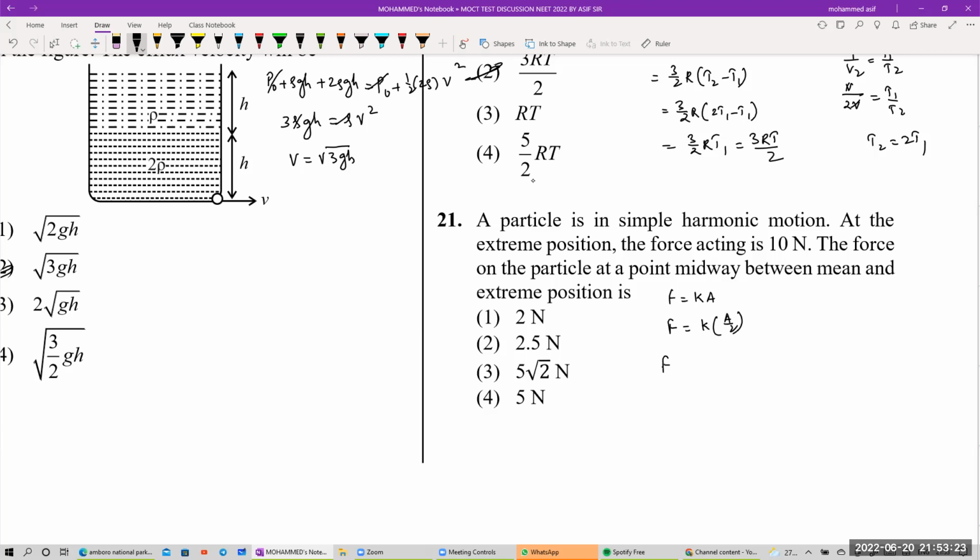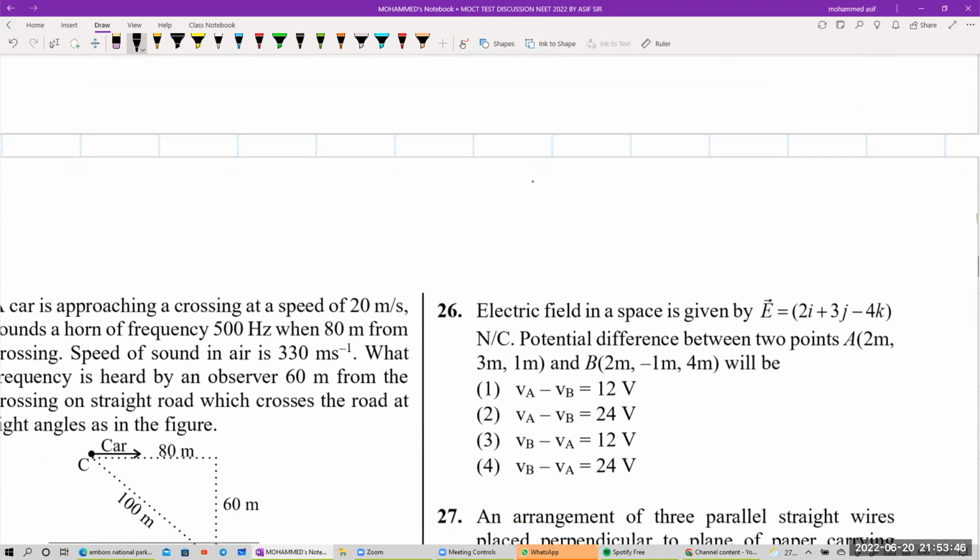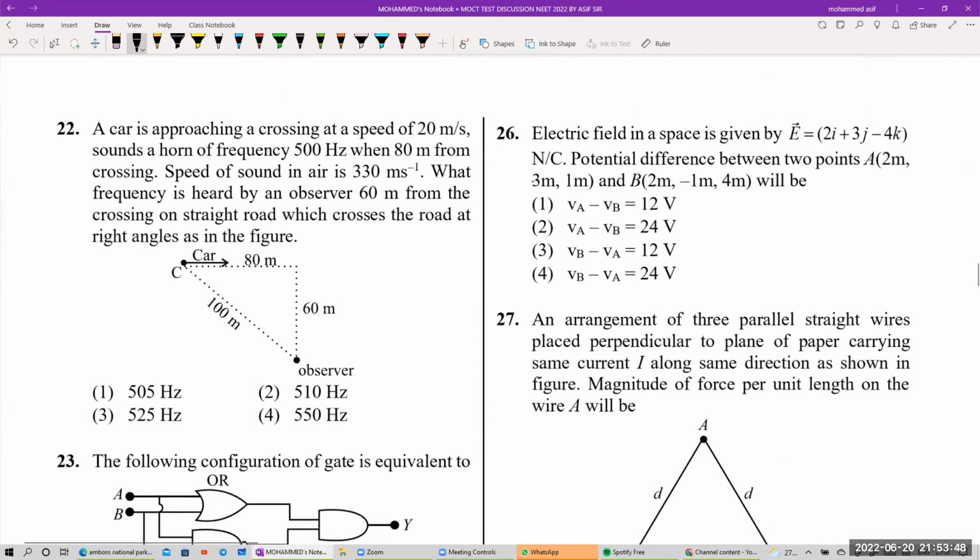So I can write here F max, which is at the extreme position, divided by F will be equal to how much? This one and this one will get cancelled, that will be equal to 2. That means the F value will become F max divided by 2. F max is given as 10, so 10 by 2 is equal to 5 Newton. Again, very good question, an easy question. Next one. Question number 22.